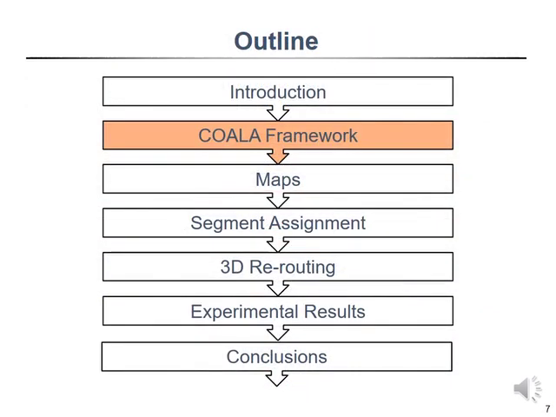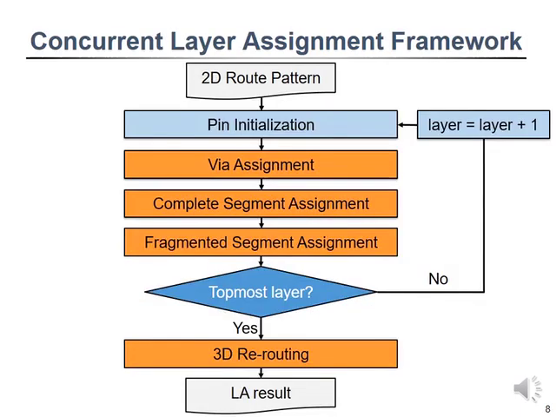The details of our proposed COALA are described in the following. This figure shows our concurrent layer assignment framework. First, we parse the two-dimensional global routing pattern. Then, the layer assignment process is done from the bottom layer to the top layer. In every layer, we first initialize the pins and assign the necessary vias on the current layer. Based on this known via demand, we carry out two types of segment assignment.